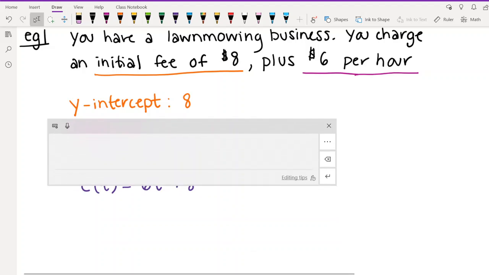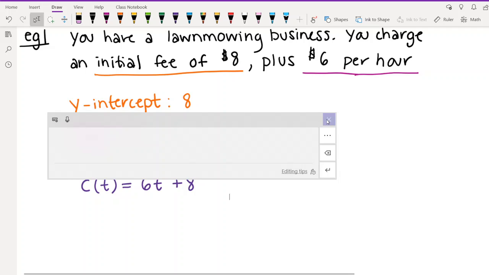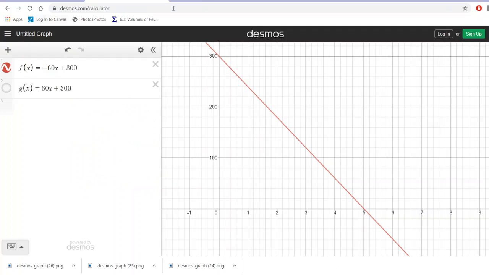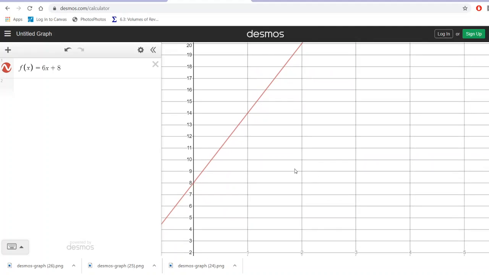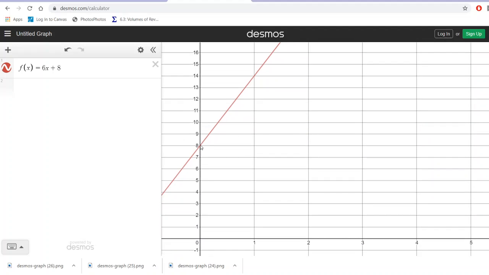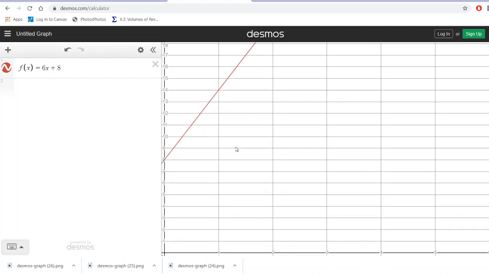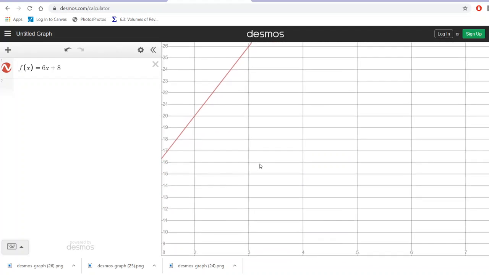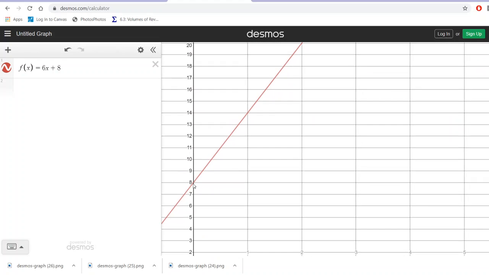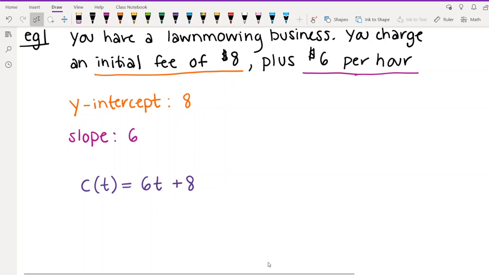Okay, so let's look at the graph and make sure it aligns with what we expect. So here's what this function would look like. We can see that if you just go to someone's house and look at their yard, you still get $8 with no mowing. But the more hours of mowing you do, the more you get paid. And we can see that by mowing for an additional 1 hour, you get an additional $6, which corresponds to our slope of 6.